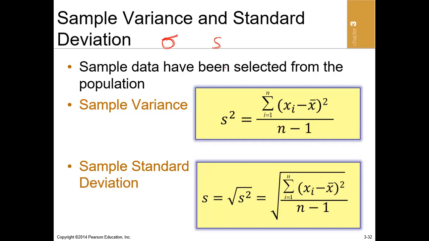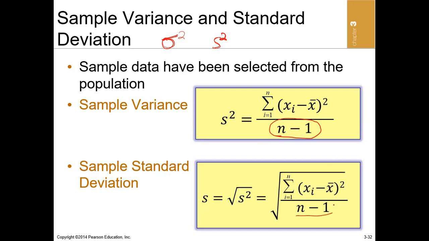Another difference is in the sample standard deviation formula, or sample variance. The square root of variance is standard deviation, which means that standard deviation squared is variance. So it's the same thing: x minus the mean, which is x bar, squared, but now the denominator becomes n minus 1 instead of n.